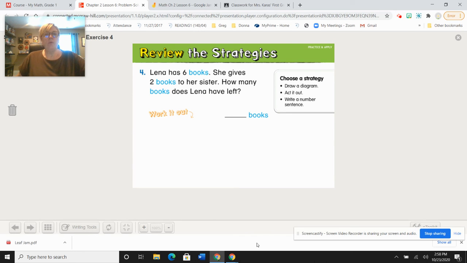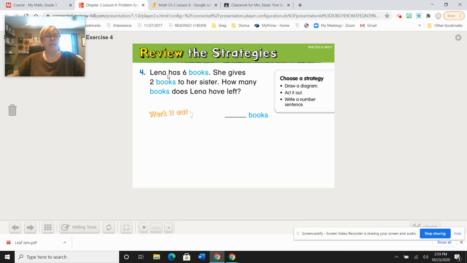All right, so now here we do a review, the last 3 questions. Now they have different strategies they're showing here. Draw a diagram, act it out. Act it out can be using counters, where you can move them to act out the math story. And the other one could be write a number sentence. So for 4, 5, and 6, unless it says otherwise, you can choose one of those strategies. If you want to do the same strategy for the next 3, that's fine, unless it tells you to do something specific. So let's go ahead and look.